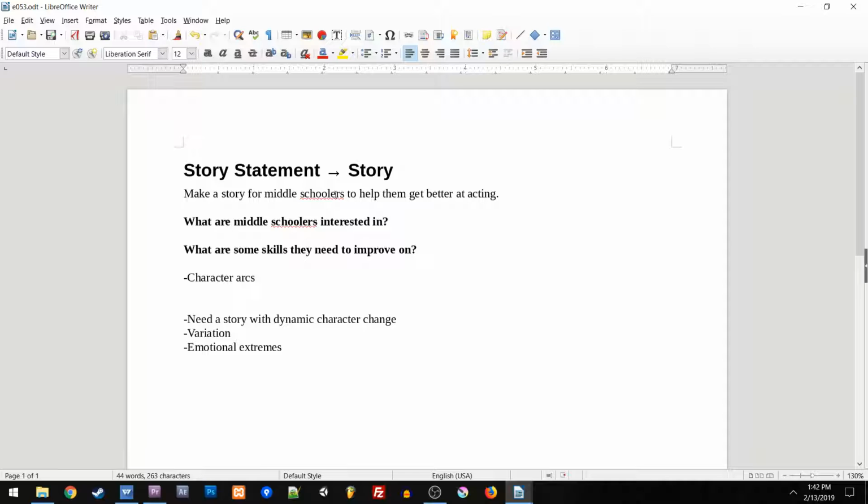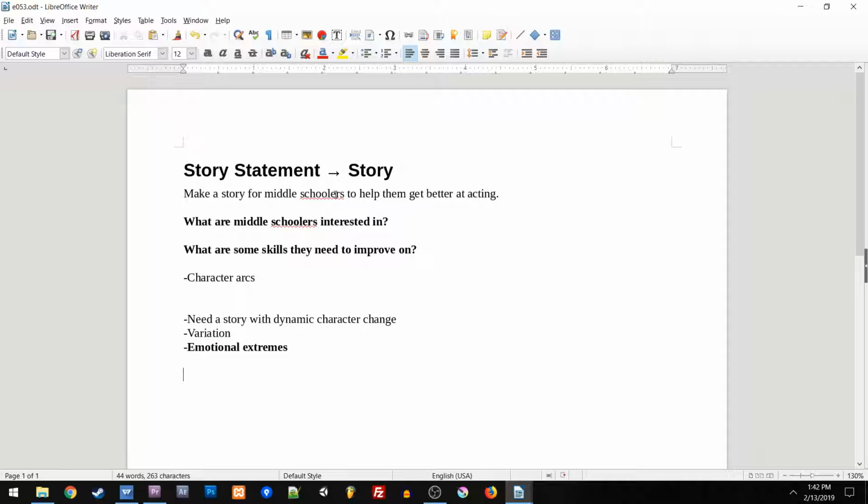And so if we're looking at emotional extremes, if we're looking at variation, then we can consider what is a story that would encourage that. We might not have a lot of time. If we're making a short stage play, maybe it's more of a skit, like 5-10 minutes, then we need to make sure that our overall statement captures this emotional extreme. So let's look at emotional extremes as our goal.